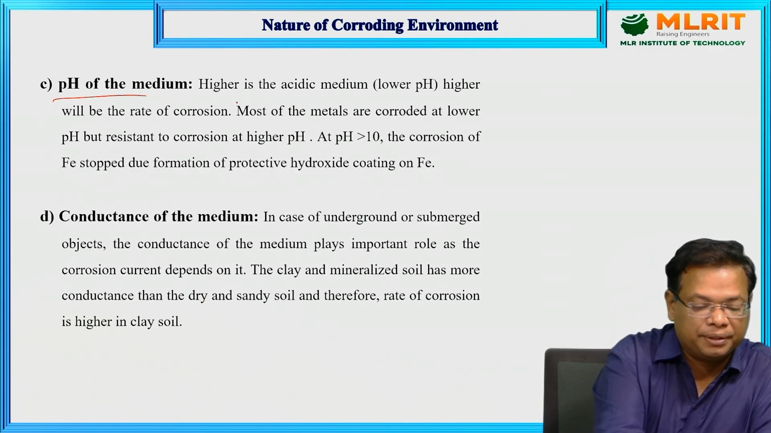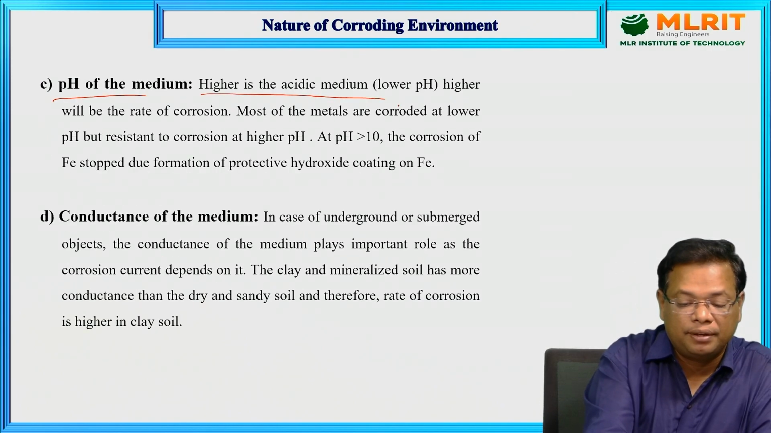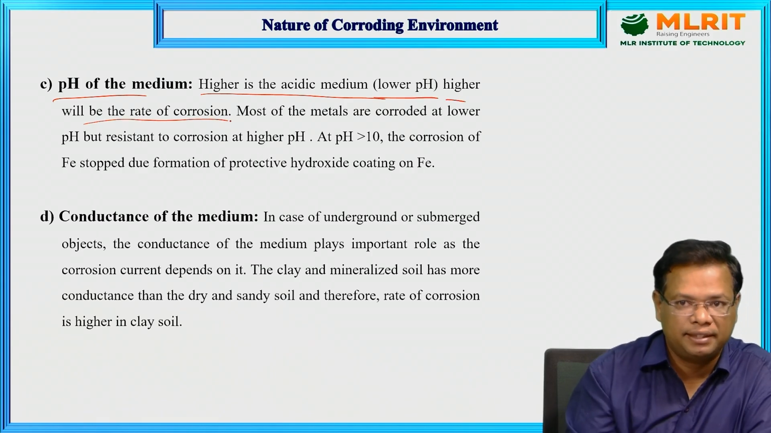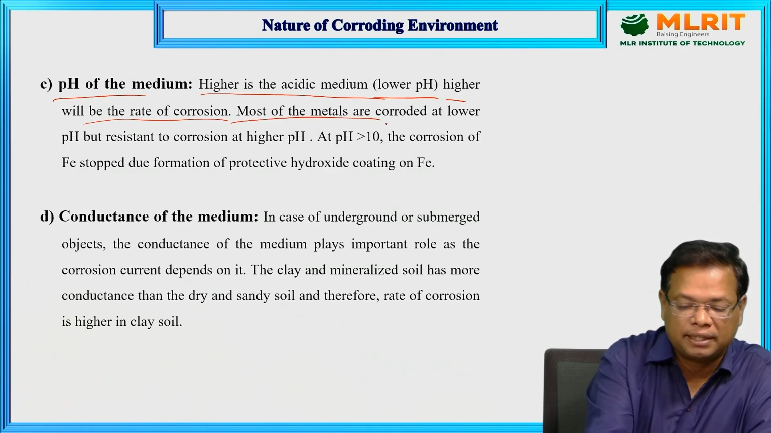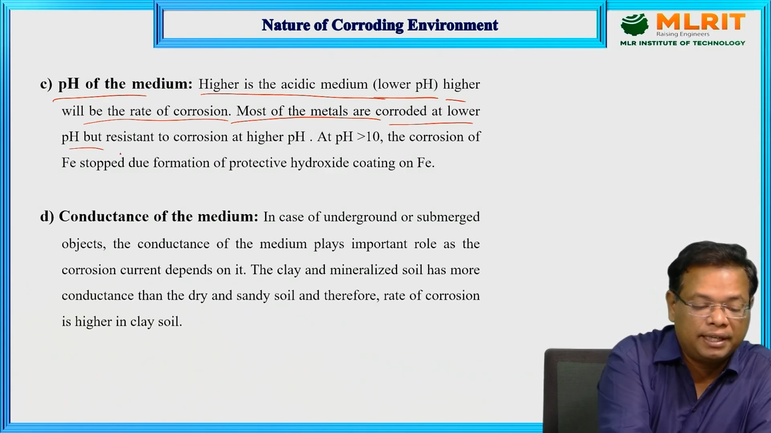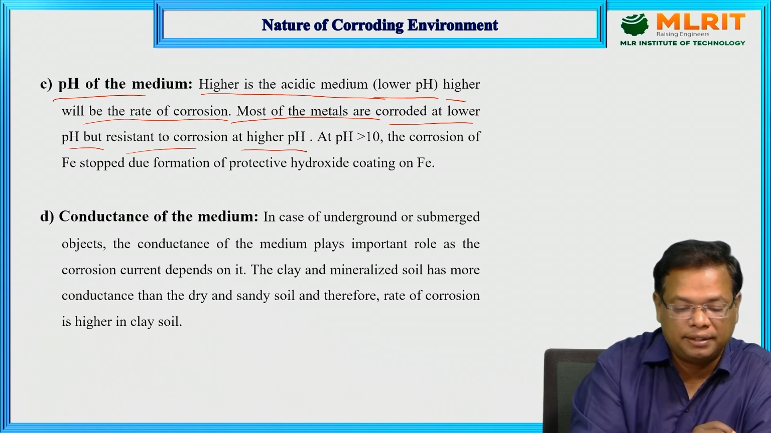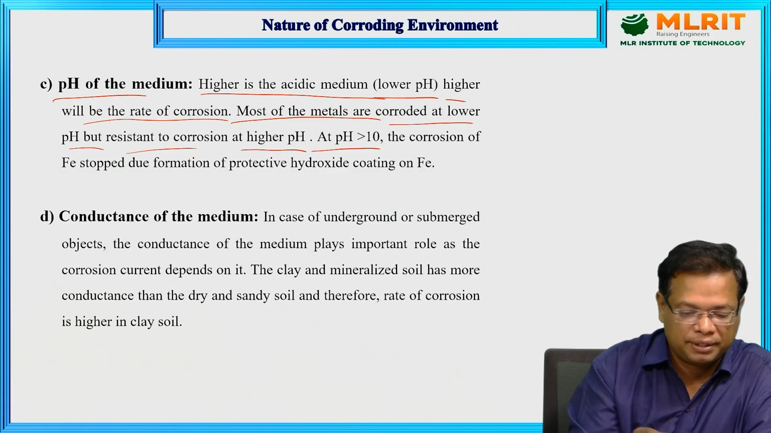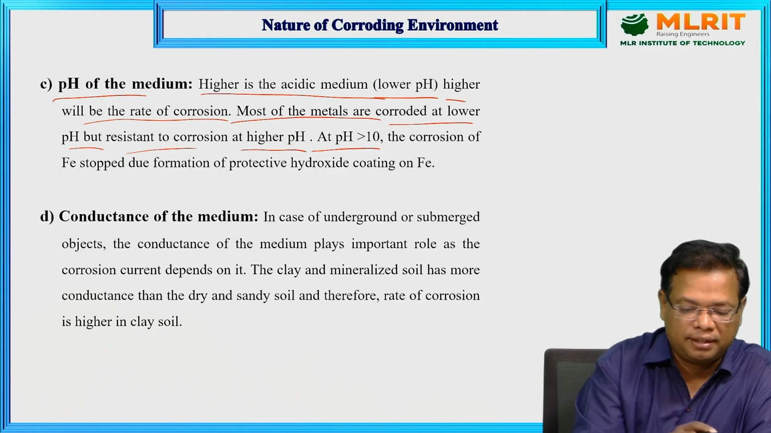pH of the medium. The more acidic the medium, the lower the pH, and the higher the rate of corrosion. If the acidic medium is very strong, it's very easy to form corrosion, as we discussed in the earlier videos also. Most metals corrode at lower pH but are resistant to corrosion at higher pH. At pH greater than 10, it's an alkaline solution. Alkaline solution cannot support the formation of corrosion when compared to the acidic medium.